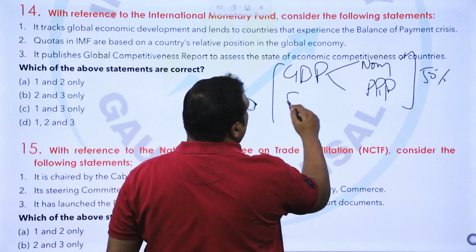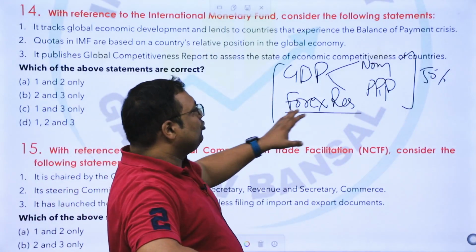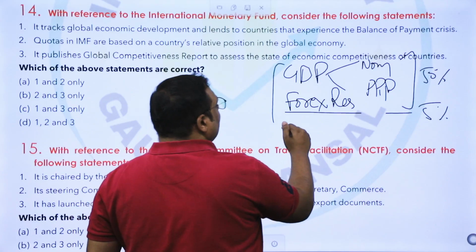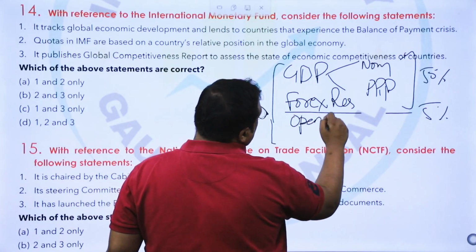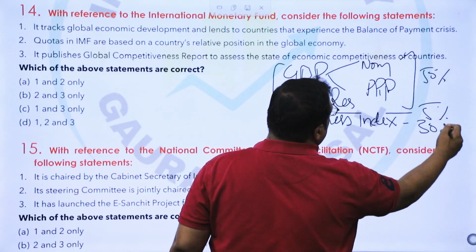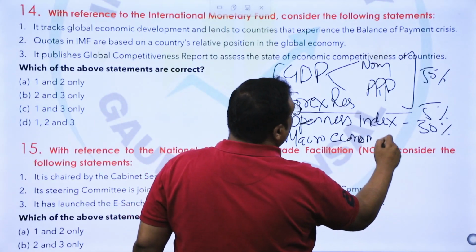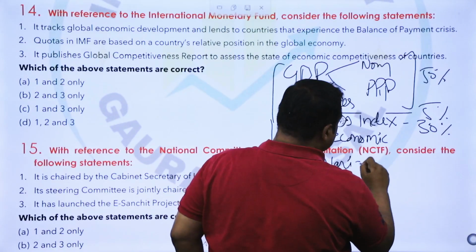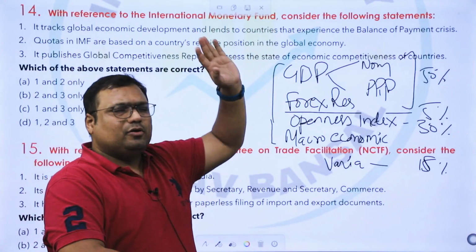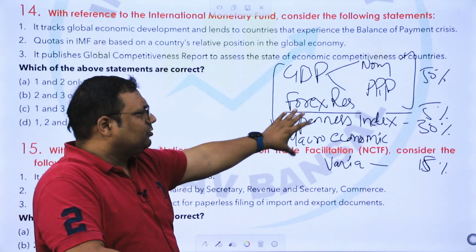Then there is forex reserves. Out of the total global forex reserve, what percentage you have, on that basis every country gets a score, and this is 5% weightage. Similarly, there is the openness index, that is 30%. And then there is macroeconomic variability. So macroeconomic stability we are measuring with that. That has 15% weightage. So it all depends upon our performance compared to the other countries in the world. That is how we are allotted quota. Quotas are given on the basis of a formula.